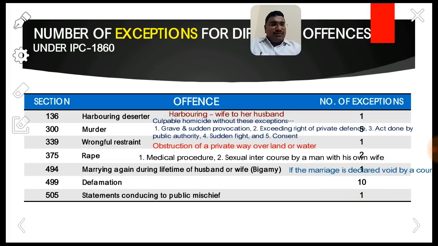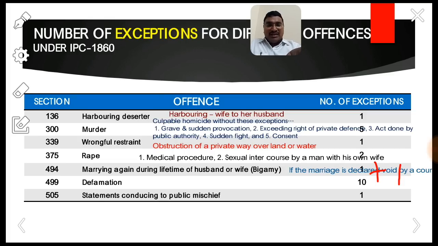Here, if the marriage is declared void, then he can marry another person. Either the husband or wife can marry another person if the existing marriage is declared void by the court. One more exception under section 494 is that a male Muslim can marry another female. It is also an exception available only for Muslim males.